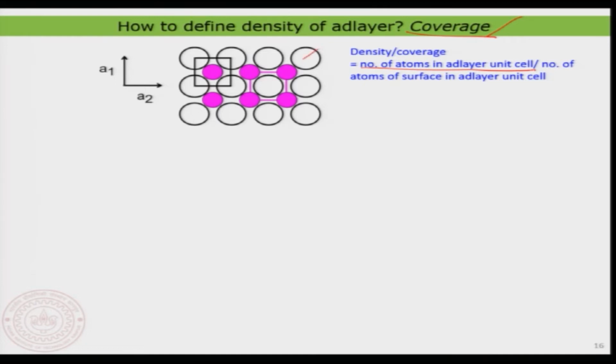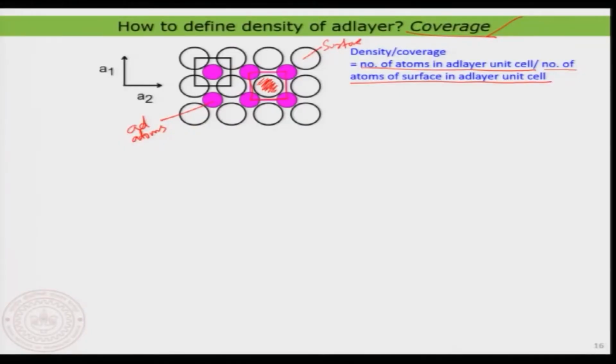Now you see here this is my surface, and the magenta is my adatoms or adlayer. You can see the unit cell of the adlayer is this one, and how many atoms are present in that adlayer? I have 1 atom in this cell, and then I have to calculate the number of atoms of the surface in the adlayer unit cell. That means I have to check how many atoms from the surface are occupying the area of the adlayer lattice.